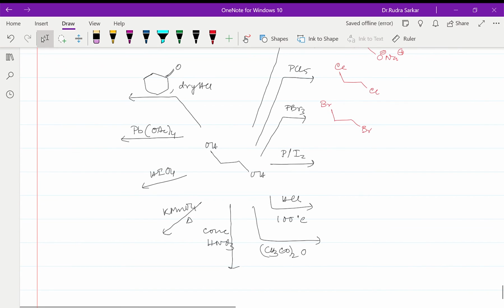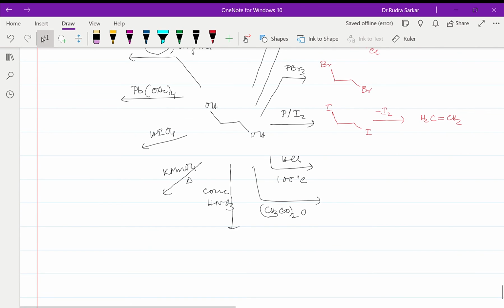Next. Iodine, sir. OH is substituted, but these types of iodides are not stable enough. So elimination will take place. I2 will go away and it will form the alkene like this. This one, I'm helping you out. This also will give Cl.